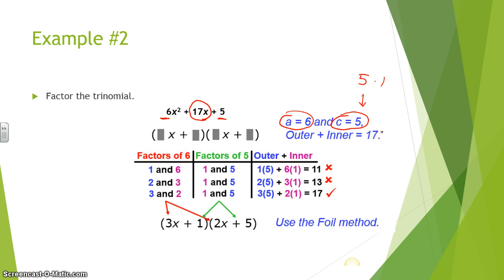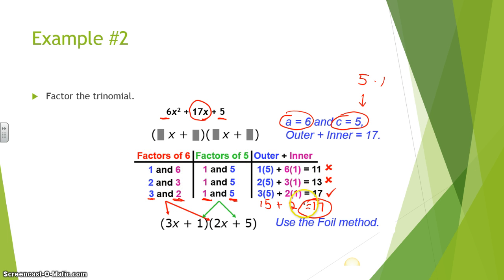So what we can do is create a chart. So think, what are factors of 6? 1 and 6, 2 and 3. And then, as I mentioned, factors of 5 are just going to be 1 and 5. So then you have to look at this chart, and what we did here is multiply 3 times 5, 2 times 1. 3 times 5 is 15, plus 2 times 1 is 2. 15 plus 2 is 17. So what they did here is they took this 3 and multiplied it by the inner factor, 2 multiplied by 1, and it added to be the 17.